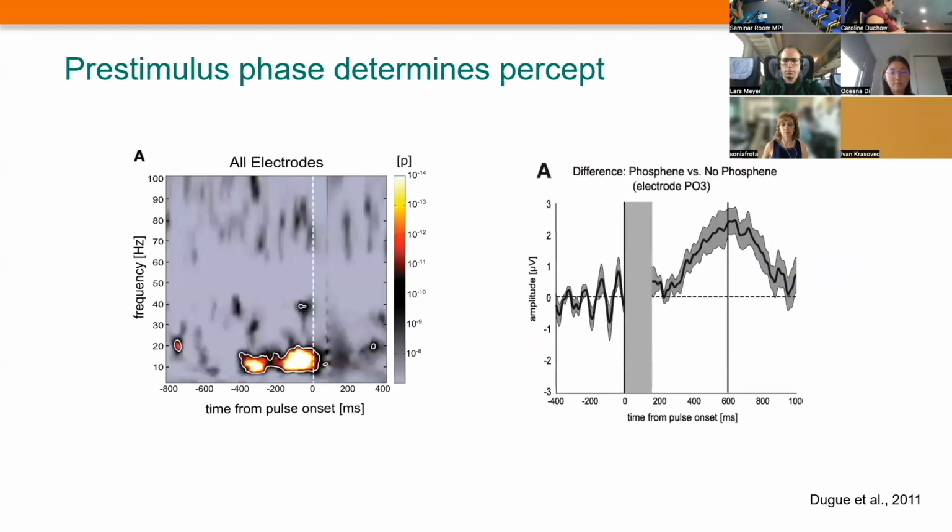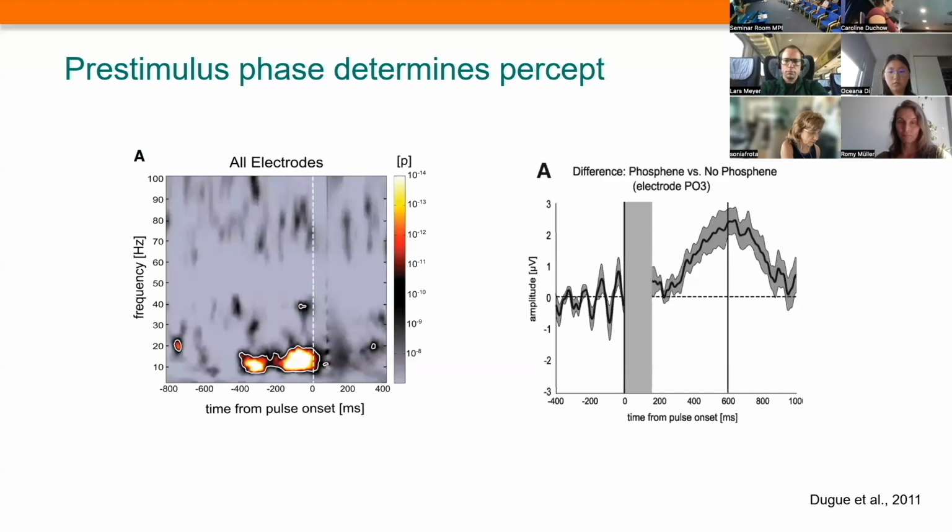This is a study by Laura Juji and colleagues. What they did here is an EEG study together with TMS. When you present a TMS pulse on the visual areas, you can perceive something that's called a phosphene. This is a visual experience when you present a TMS pulse over the occipital areas.